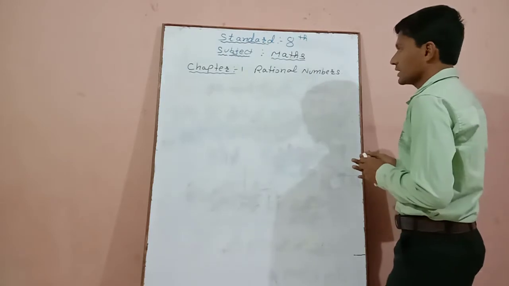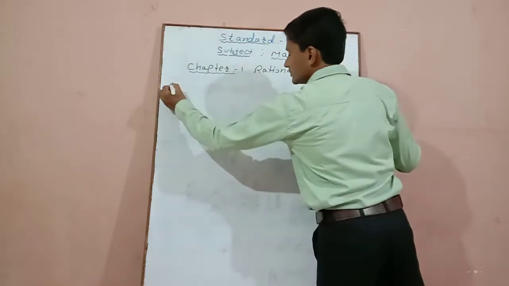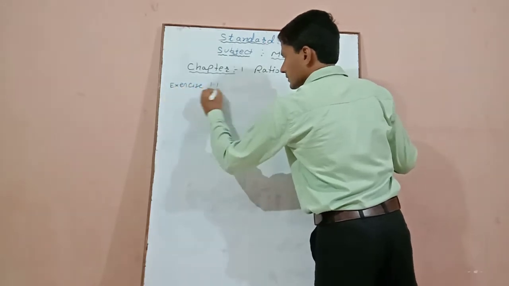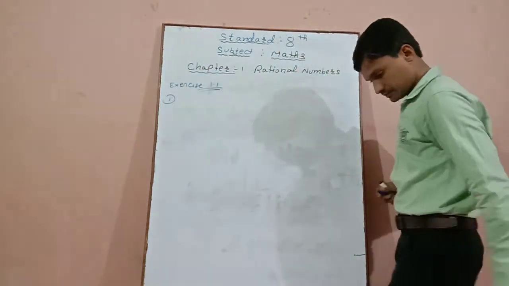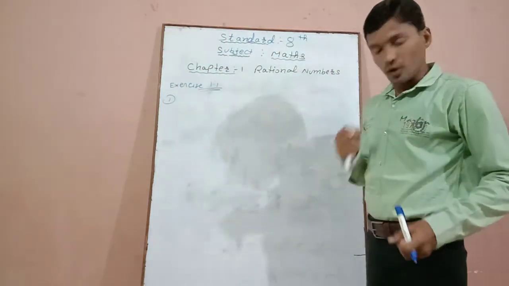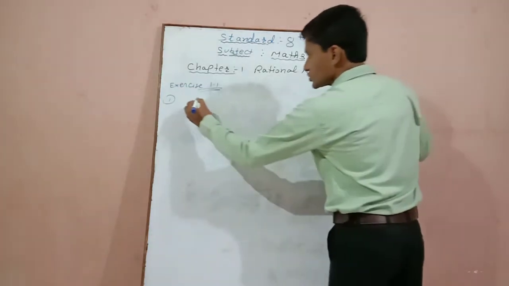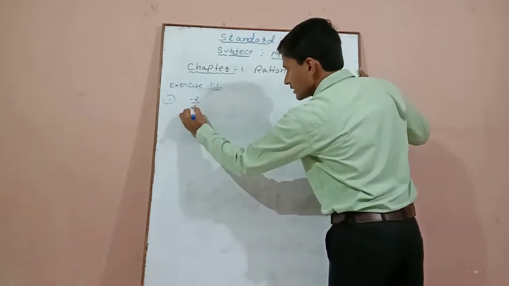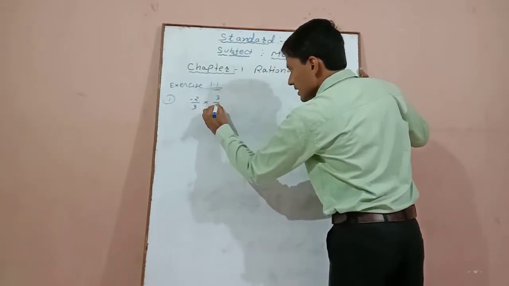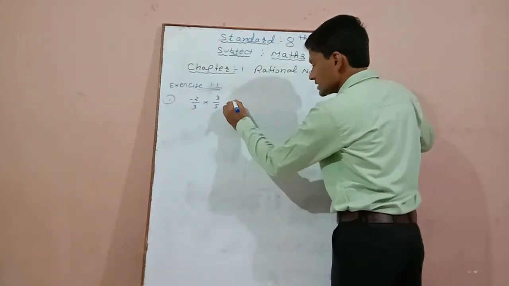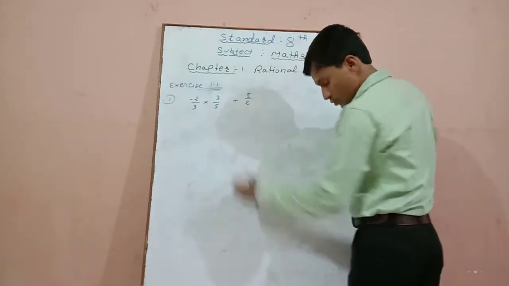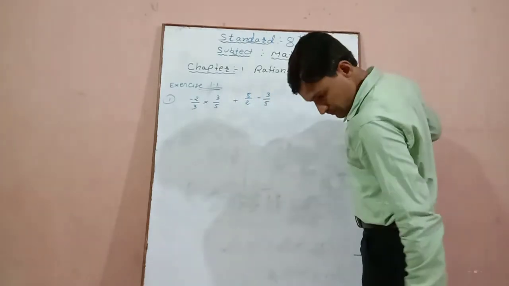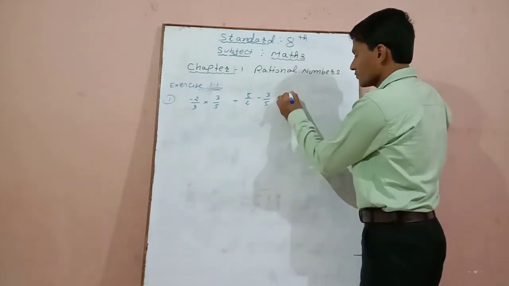Exercise 1.1. Sum number first. Using appropriate properties, find minus 2 divided by 3 into 3 divided by 5 plus 5 divided by 2 minus 3 divided by 5 into 1 divided by 6.